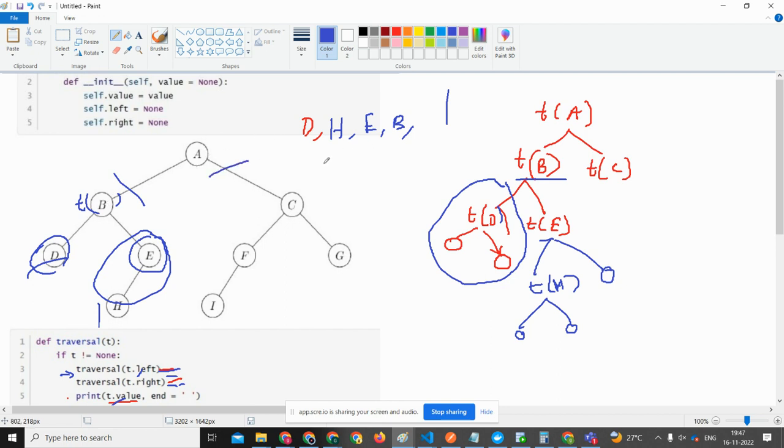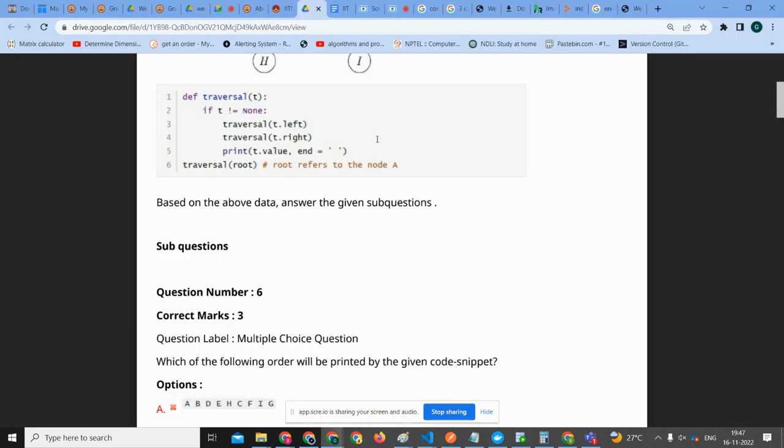Now can you tell me what will happen? Traversal of C. Yeah, left and right. Left, G. Then again left, I. So I will be printed. Good. Then we don't have anything on the right, so we can print F. Very good. Then G, then C, then comes A. So this is how the order is.